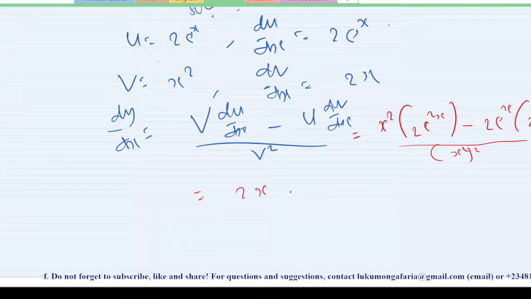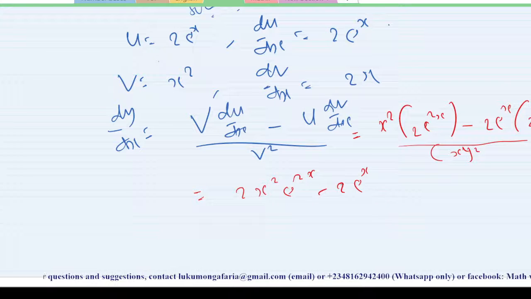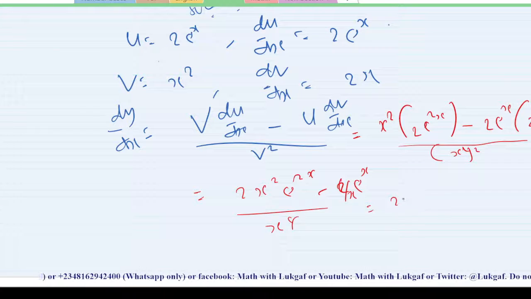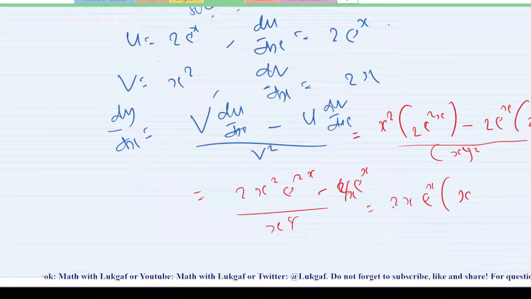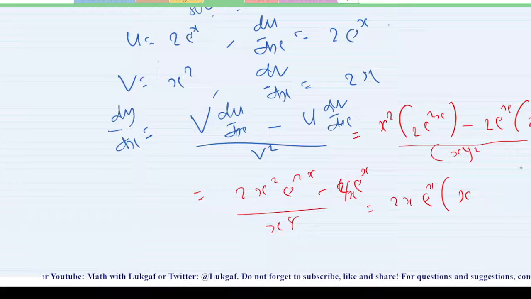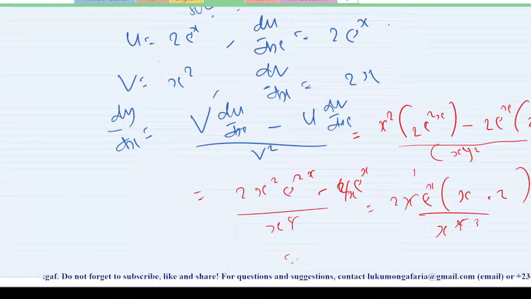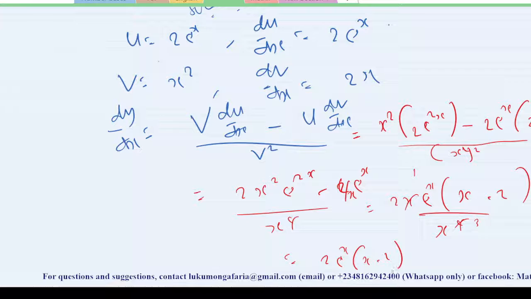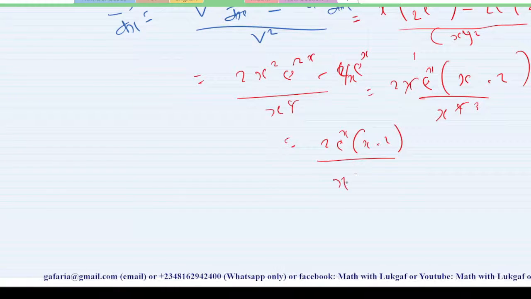Then I'm going to have 2x squared e raised power x minus 2x e raised power x, no, that will be 4x e raised power x, divided by x raised power 4. We see that 2 is common here, x is also common, e raised power x is also common. So then this will remain x, we will factor it out, minus 2 divided by x raised power 4. Then you can even cancel one x with this. Then I have 2e raised power x, x minus 2, divided by x raised power 3.